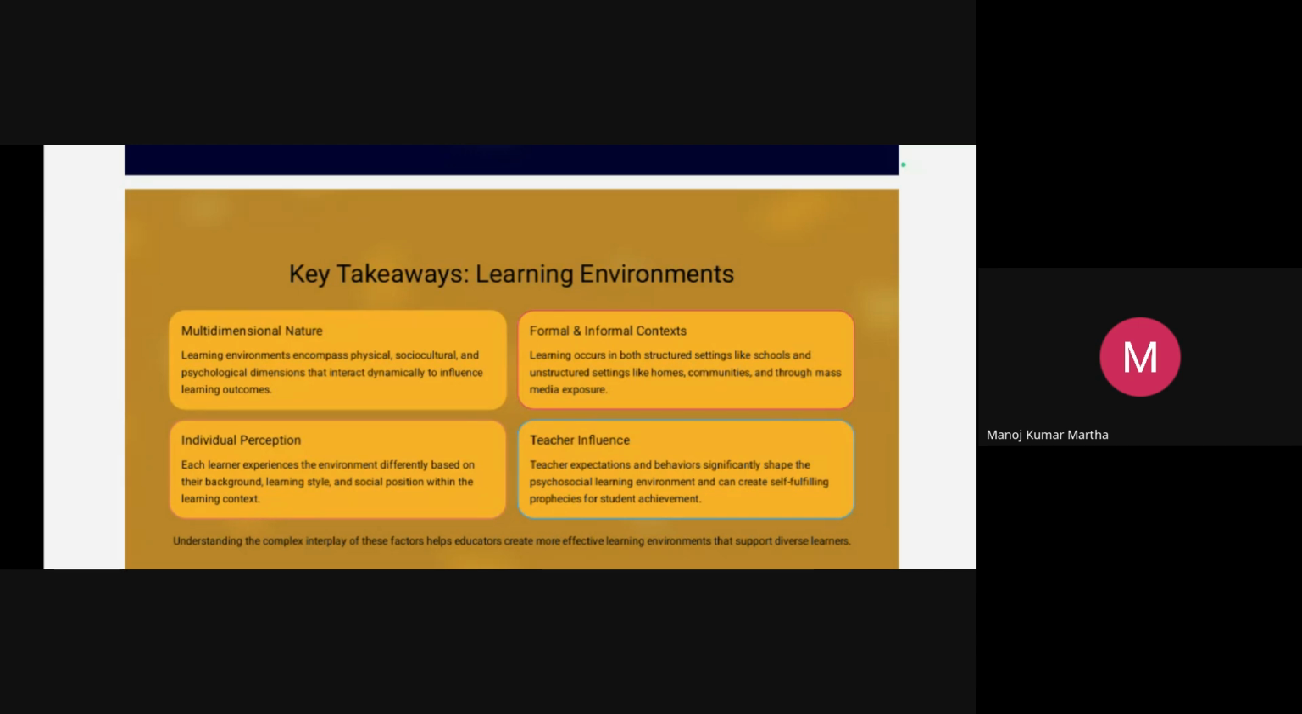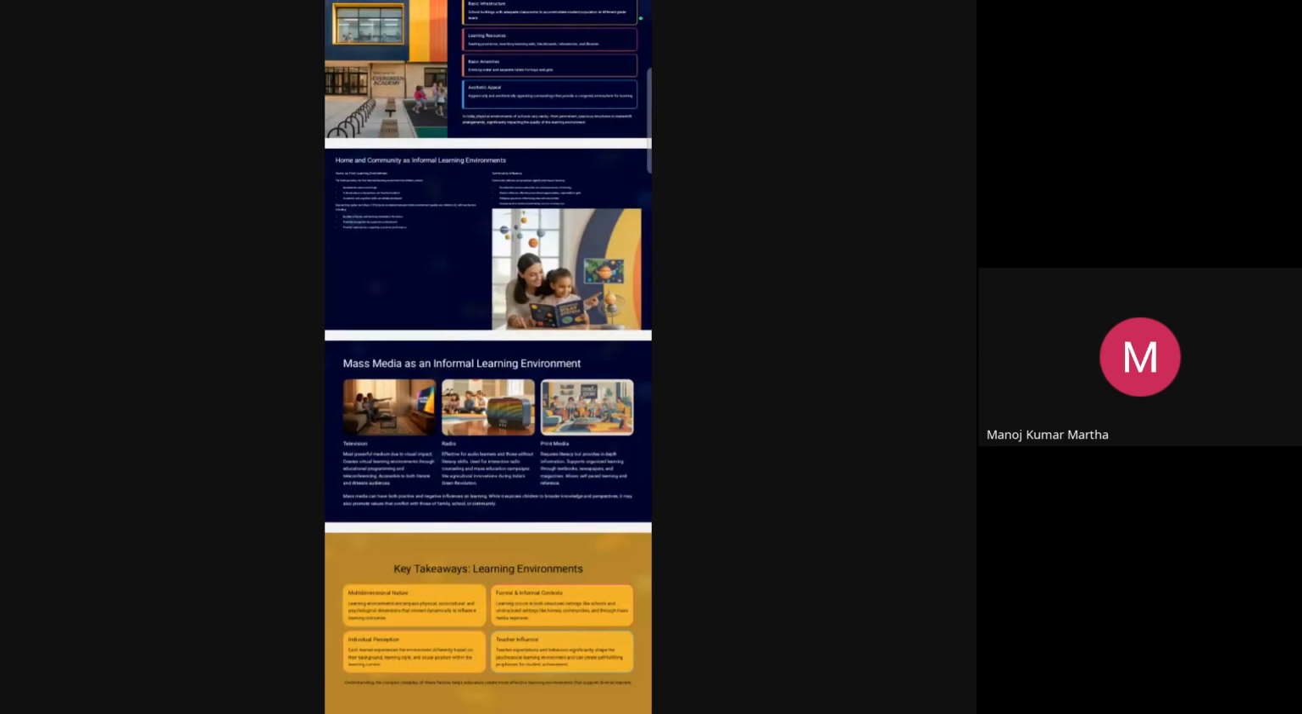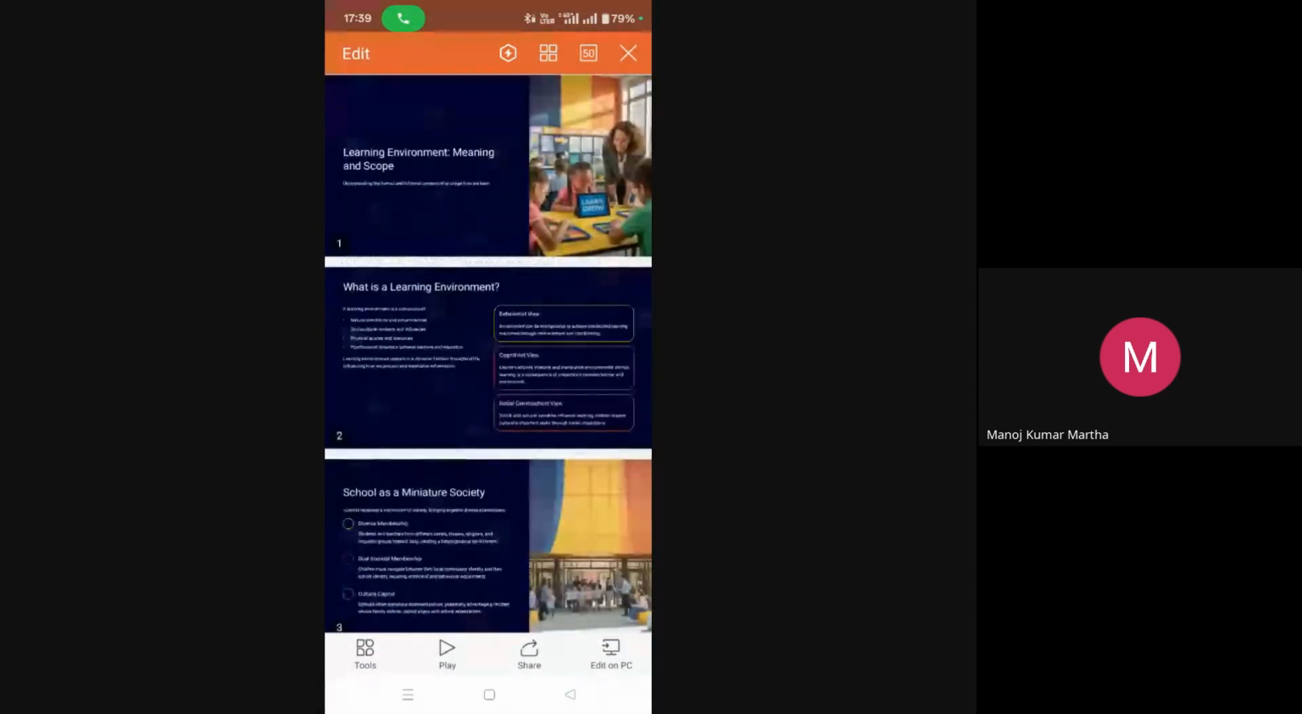And teacher's influence also affects the process of learning. Teachers' expectations and behavior significantly shape the psychological environment, and that facilitates the process of learning. So this is all about this unit. If any doubt in this unit, you can ask, otherwise we will proceed to the next unit.